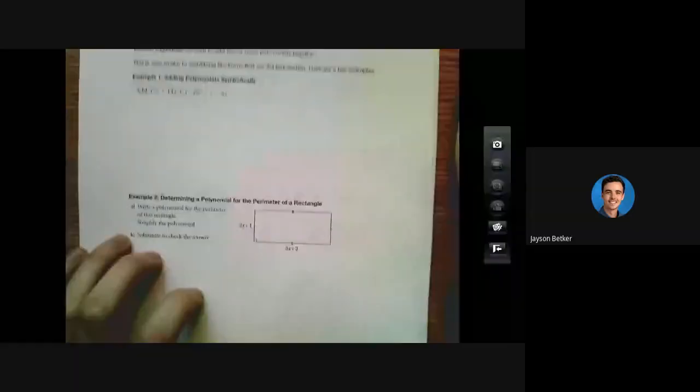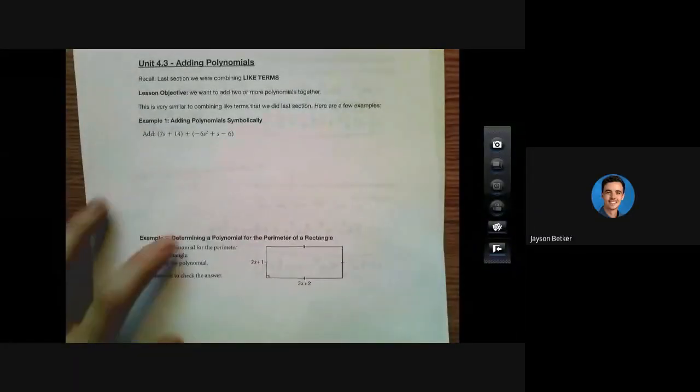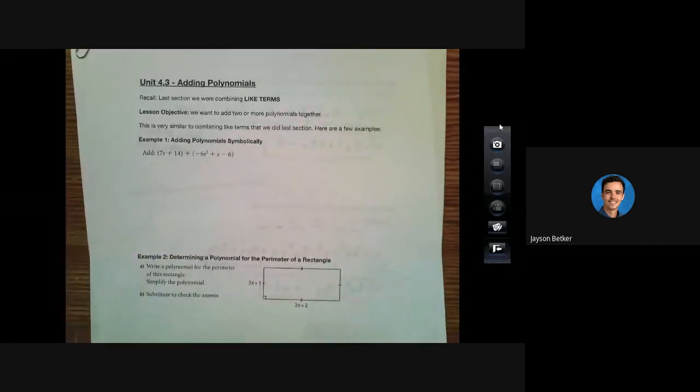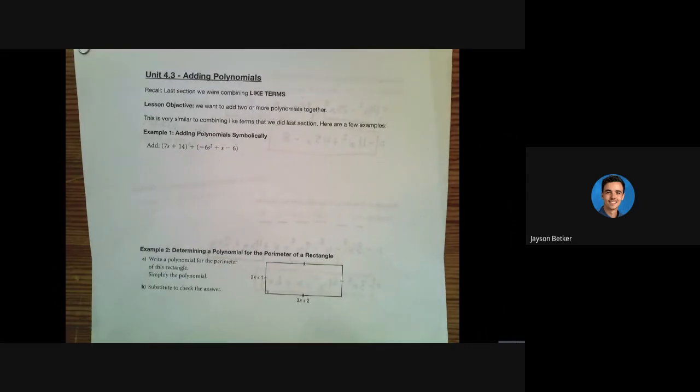So adding polynomials. The last lesson that we did was like or unlike terms. Now we're doing adding polynomials, and on Thursday we'll do a live session again where you can ask questions. Our next unit will be subtracting polynomials. So today we'll be adding, and probably on Thursday in the morning, I'll post a video on subtracting.